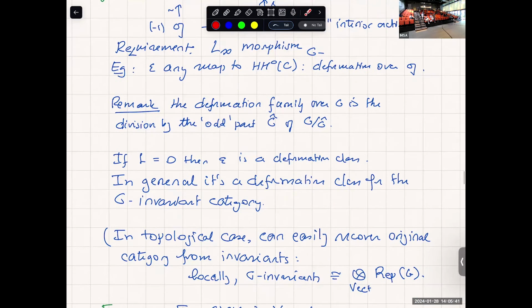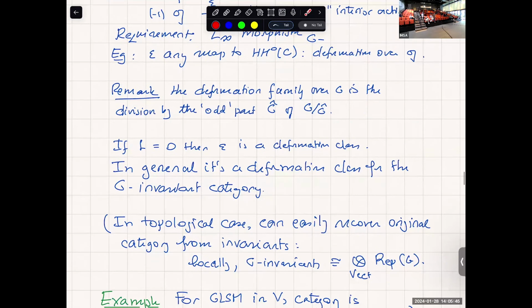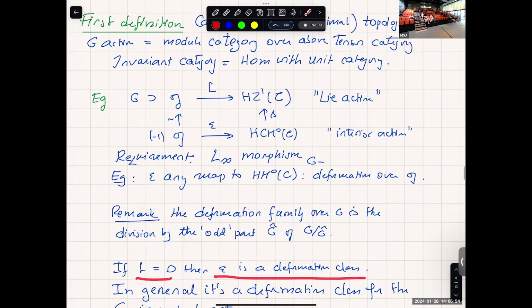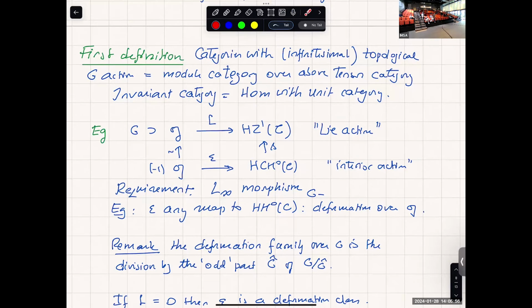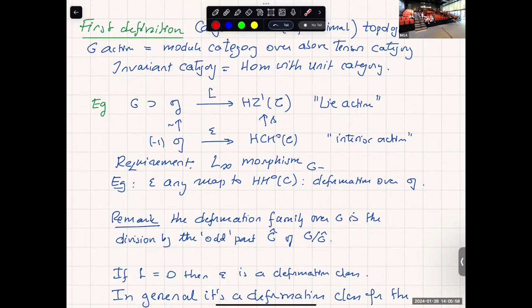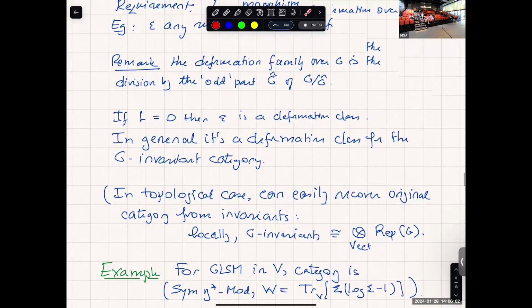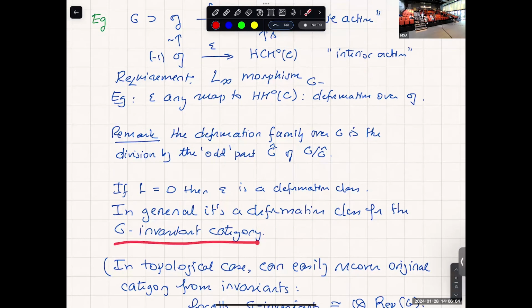The Chevalley complex of that is even, and that's the base of a deformation. So if the Lie action was 0, epsilon is always a deformation class. Now what if it's not 0? That actually happens if you have a torus action, interestingly enough, in examples. It's certainly a deformation class on the G-invariant part of the category.